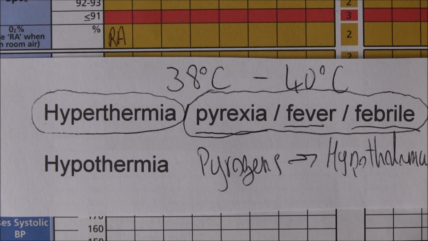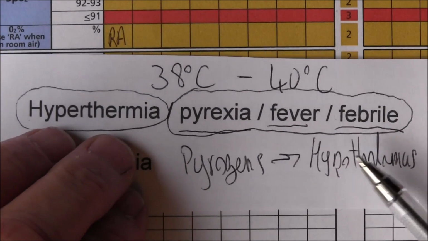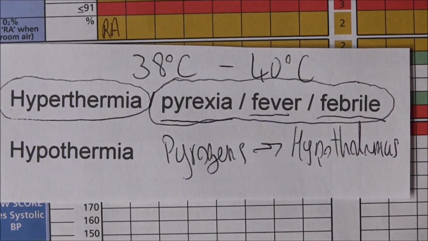Dehydration could also be a cause of this. If you can't sweat, then you're at risk of hyperthermia. But in that situation, there's no change in the hypothalamus. Whereas when the white cells release the pyrogen, the cyclooxygenase changes in the hypothalamus. That's usually infection, causing pyrexia, the patient's febrile.